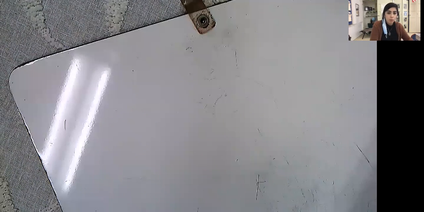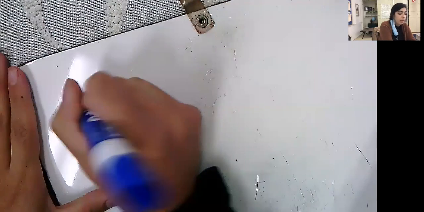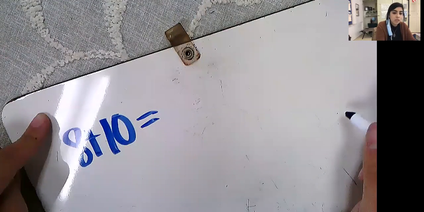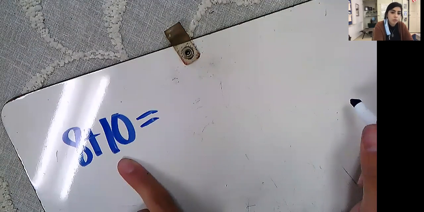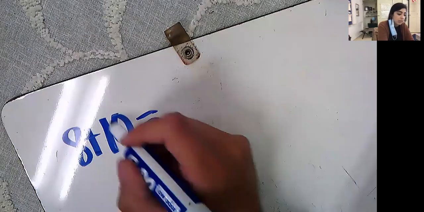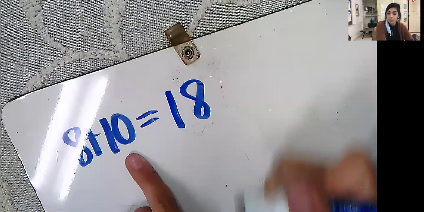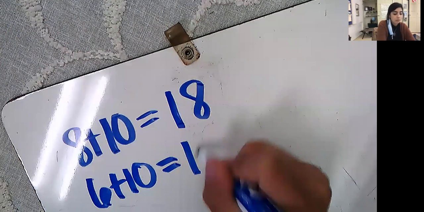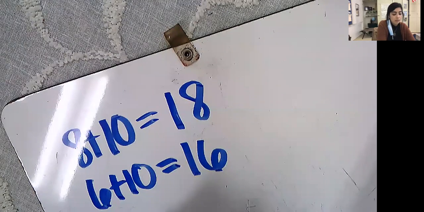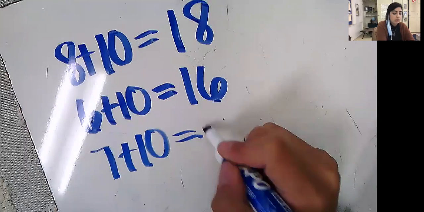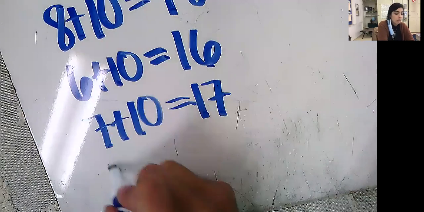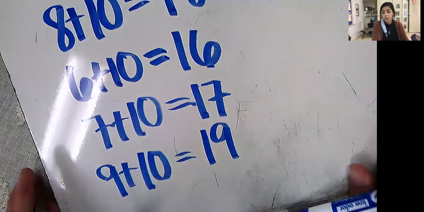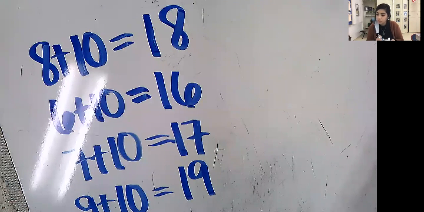So, let's practice by what we know first. Let's say I have 8 plus 10 equals, whenever we add 10, we just simply take away the 0, so it's 18, right? 6 plus 10 equals 16. 7 plus 10 equals 17. 9 plus 10 equals 19, right? You know that so far, right? Good.